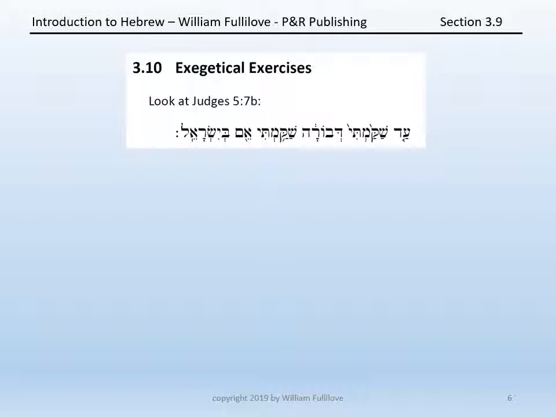Finally, Section 10 gives you an exegetical exercise looking at the book of Judges, chapter 5, the second part of verse 7. And this exegetical exercise will enable you to consider and think about why English translations differ noticeably in how they translate this section.